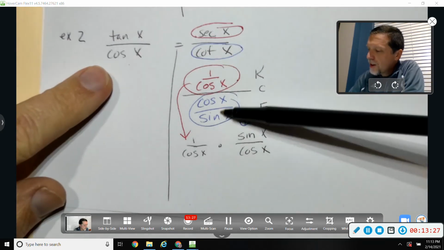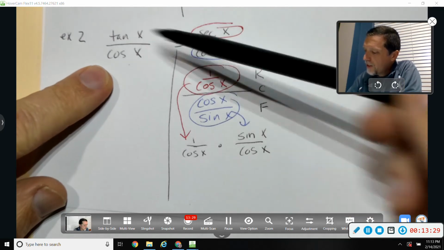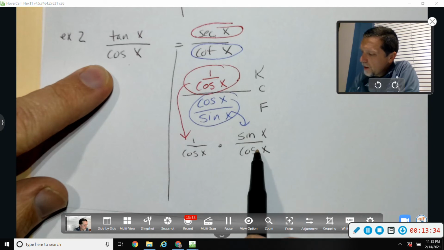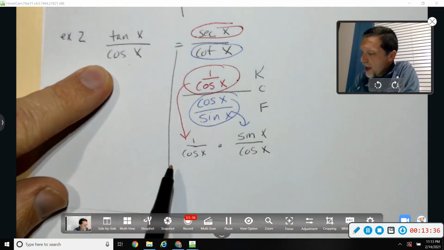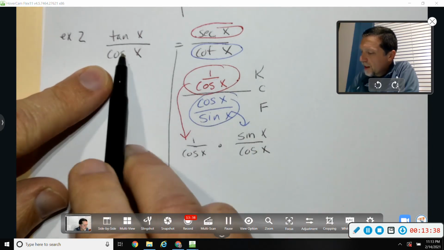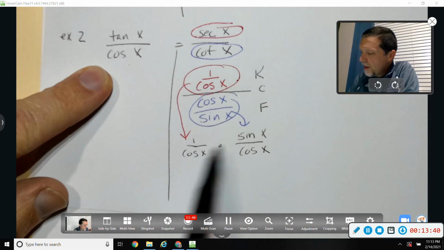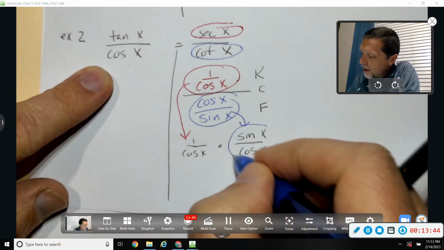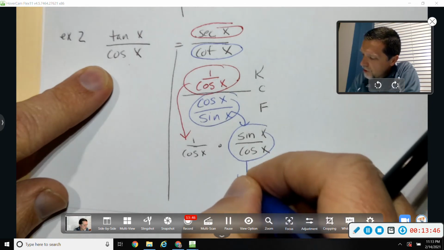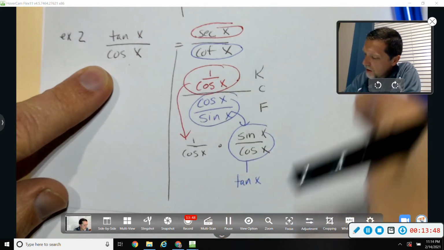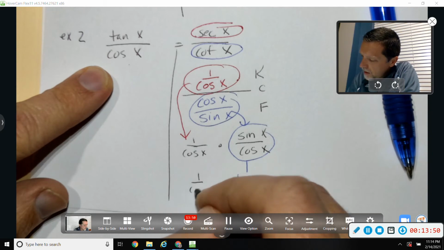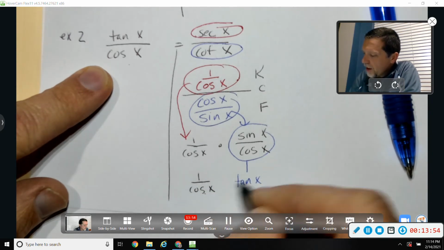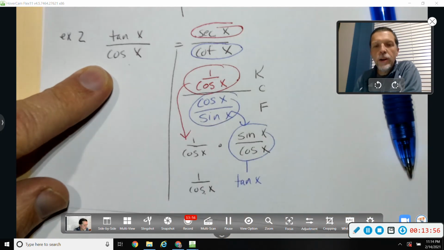So after each step you do over here, you keep looking over here and say, well, am I close? Does something match? Well, something does match. I got cosine in the bottom. That's good. That kind of matches. Sine over cosine, I know how to rewrite that. That's the same thing as tangent. So now I got cosine in the bottom, tangent in the top. That's exactly what I want.